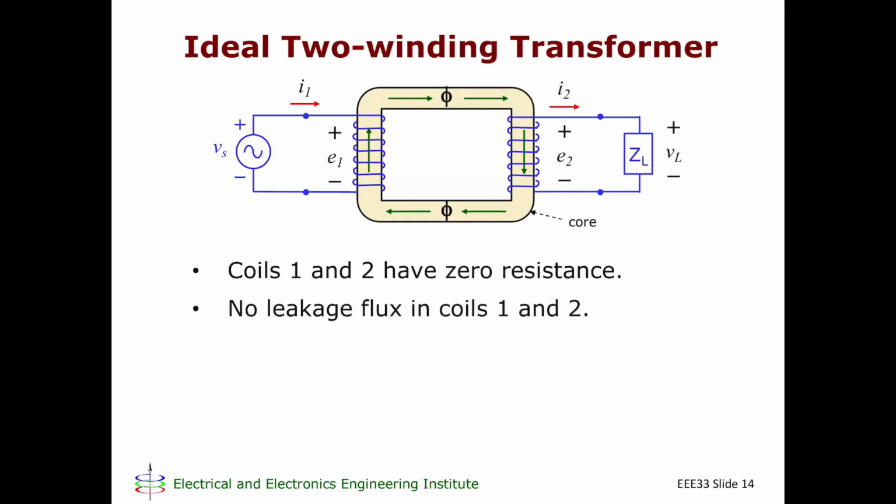Number two, no leakage flux in coils 1 and 2. Whatever flux produced at the primary will be felt at the secondary. There will be no flux lost. Number three, no heat loss in the core. I don't know if any of you have experience with transformers in your homes. Maybe you might have a 110 volt appliance which was bought for the US, which you're using on your 220 volt supply. Even if there's nothing connected to your transformer, if you plug it in, you're going to feel that the core is hot. So there will be heat loss in the core.